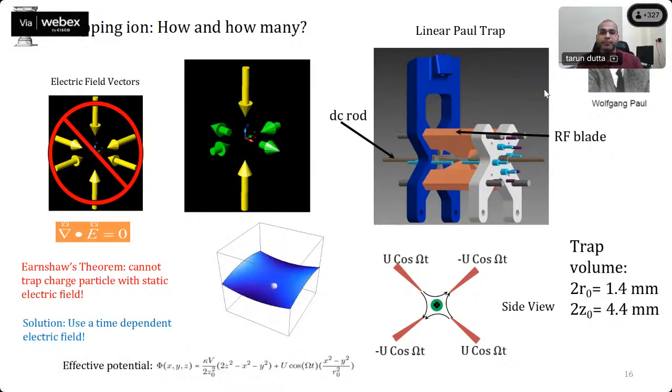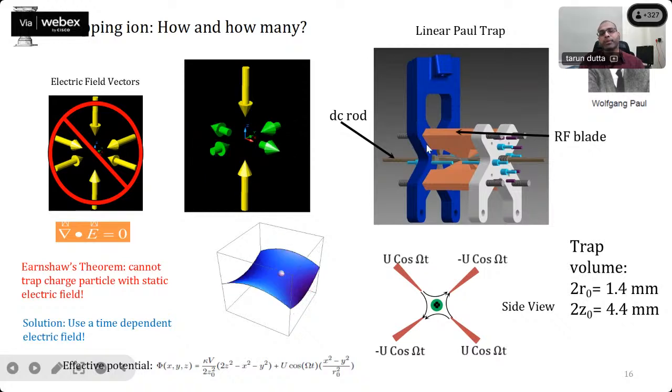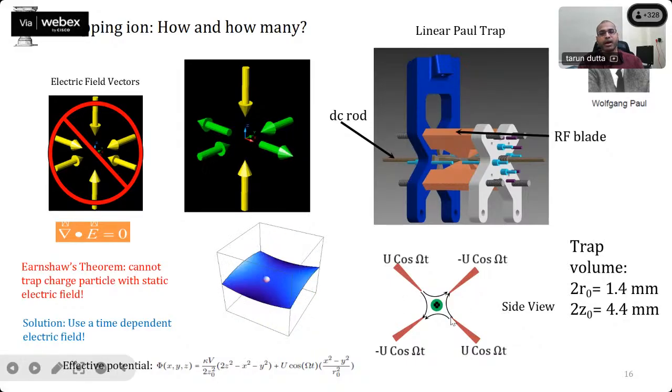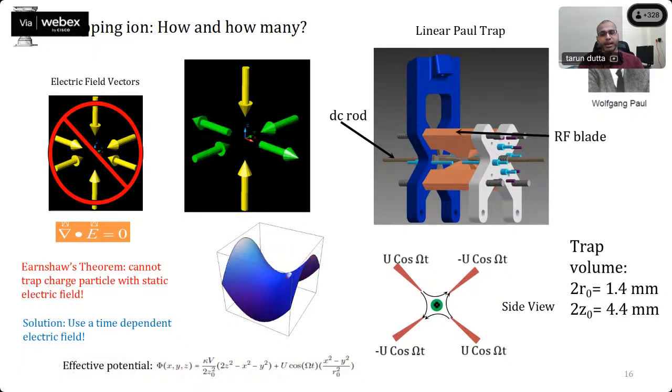Okay, so here I have shown you the schematic of the electrodes of the linear Paul trap setup. The important thing here is the trap volume. If you see the side view, the distance from the tip of one RF blade to another blade, and the distance between the two DC rods, that will be the trap volume. That position is where the ion will be. That is the minimum for the ions. So that is very important.